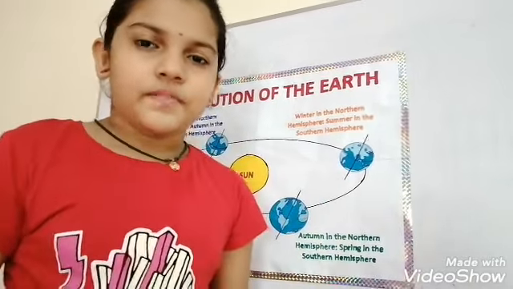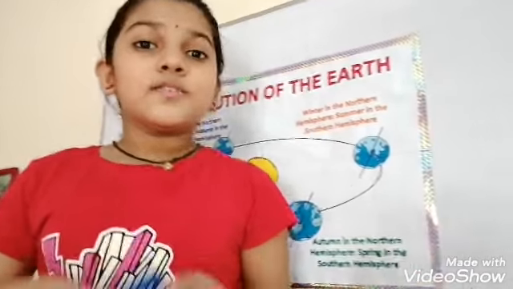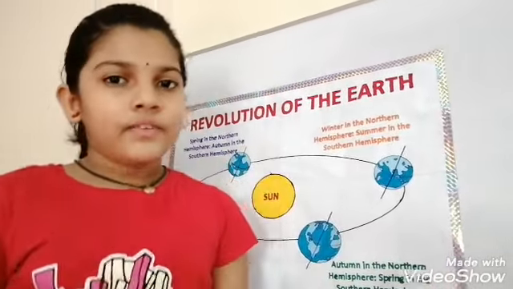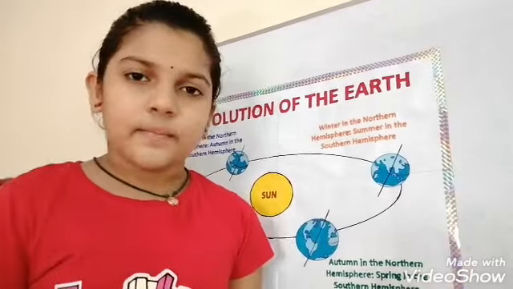Today we will learn about the revolution of the earth. As we know, the earth has two kinds of motions. They are the rotation of the earth, which means the daily motion, and the revolution of the earth, which means the annual motion. So as we know, our planet earth is one of the 8 planets of the solar system.